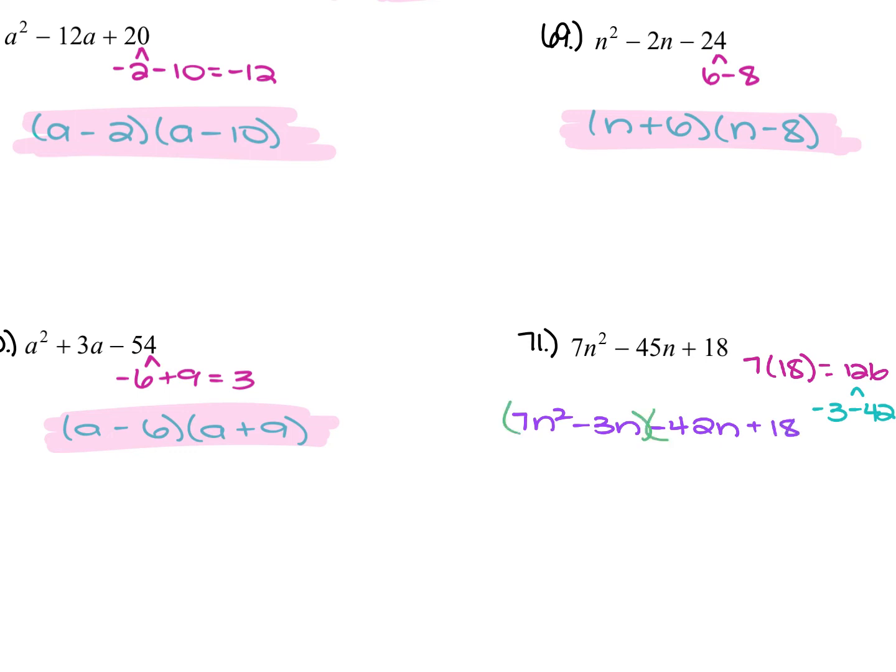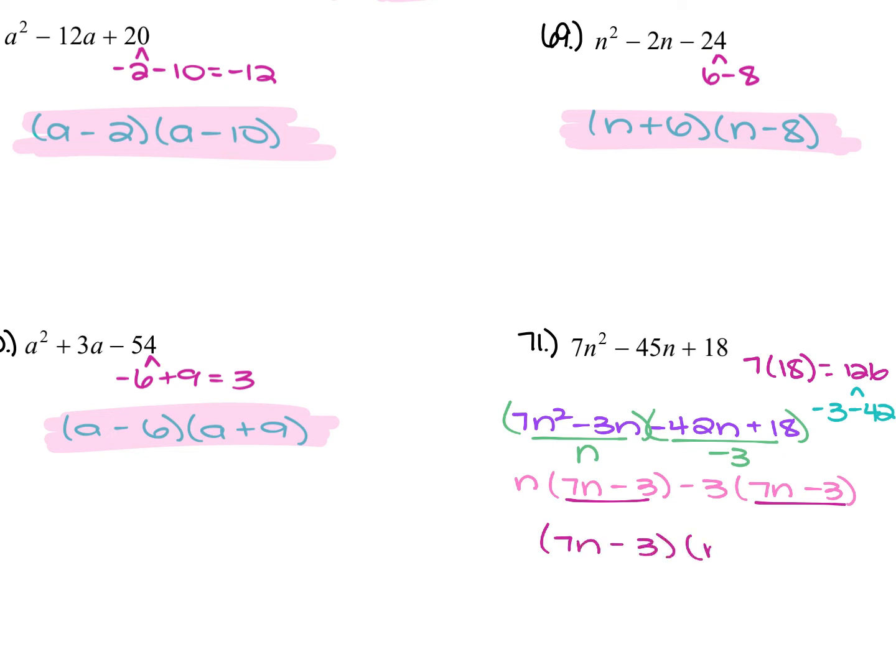Factor this by grouping. Divide out an n from the first, divide out a -3 from the second. This then gives you n times 7n minus 3, minus 3 times 7n minus 3. Your two parentheses are identical, so that's 7n minus 3 times n minus 3.